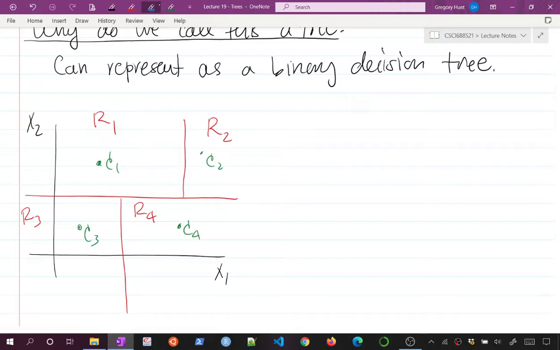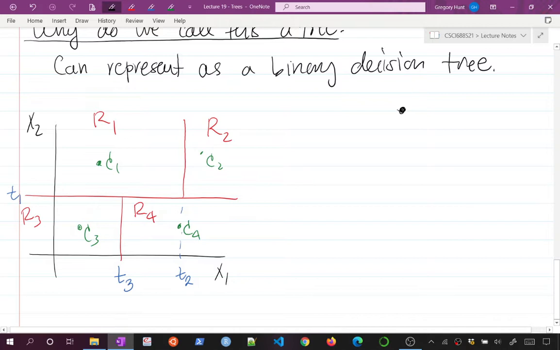And I've split, for example, let me redraw this red line here. Let's say that I split along the x2 direction at T1, and I've split along the x1 direction at, let's say, this is T2 and this is T3. So these are just the points on these axes at which I split. Something along those lines. And it turns out you can represent this as a kind of binary decision tree.